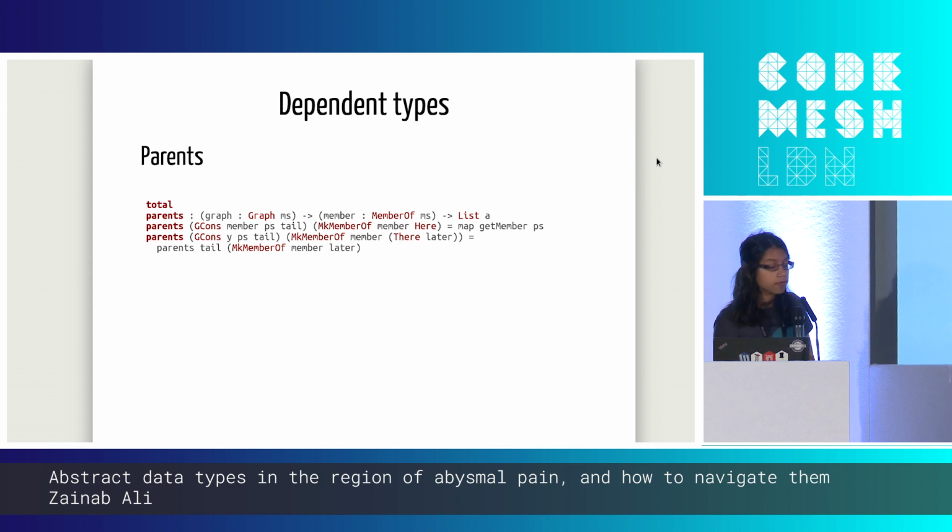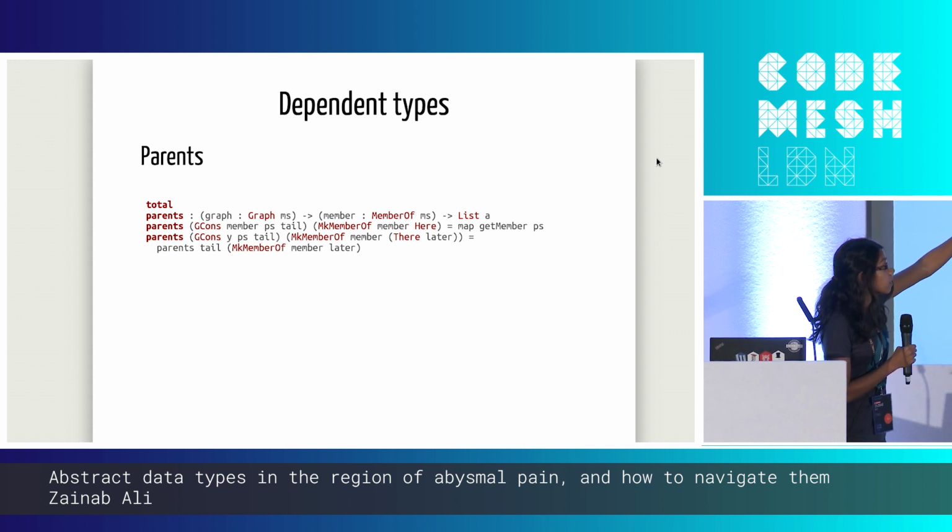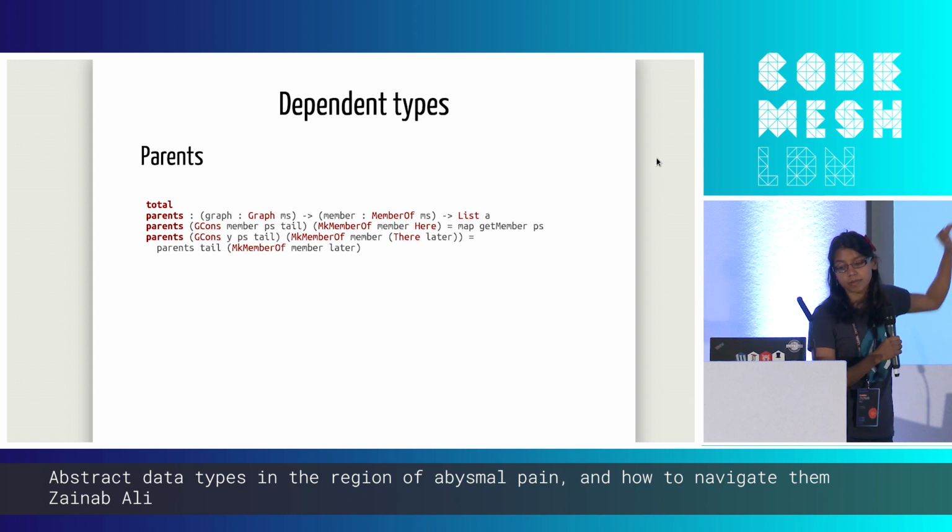And that means that I can now write a function which will just get me the parents of this member. I don't need to cater for the case where my list is empty because I know that I'll never reach it, and I've proved that to the compiler. And the way that I do that is that I just get all the members of the parents, and if the parents are in the tail, given their proof that that member is later, I go and look for the parents in the tail.